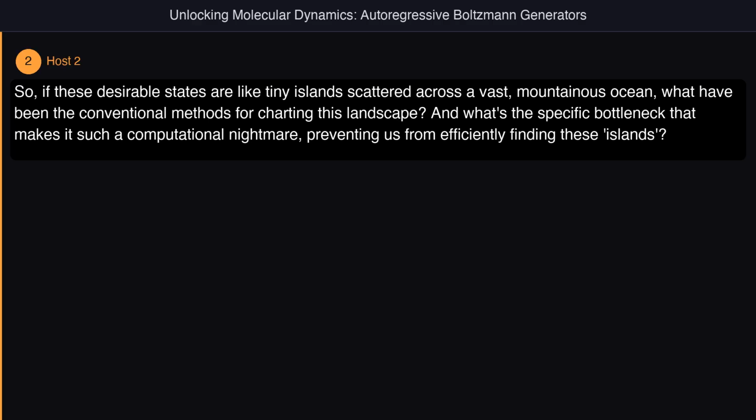So, if these desirable states are like tiny islands scattered across a vast, mountainous ocean, what have been the conventional methods for charting this landscape? And what's the specific bottleneck that makes it such a computational nightmare, preventing us from efficiently finding these islands?